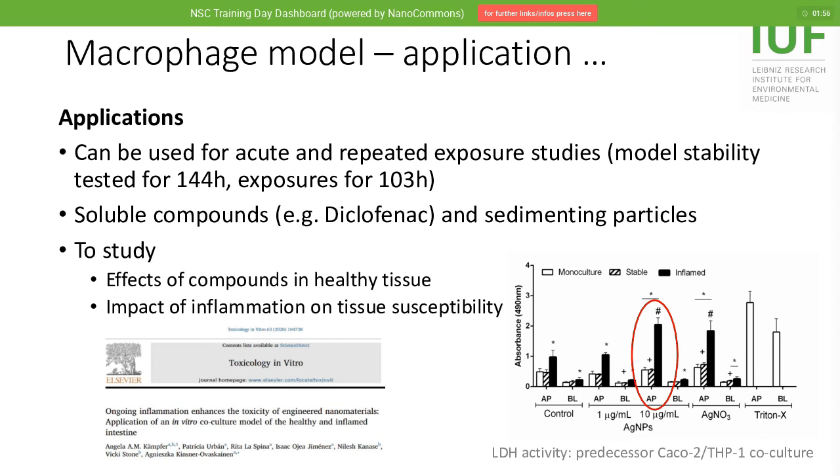The model can be used to study the effects in a healthy tissue, but also to have a look at whether ongoing inflammation is actually having an impact on tissue susceptibility. We have shown this with a predecessor model already and published it earlier this year, that ongoing inflammation actually enhances the toxicity of silver nanomaterials. And we hope, of course, to see a lot more of this happening in the future.